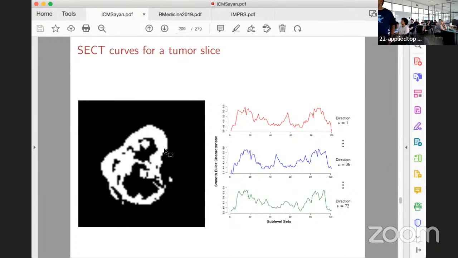So this is just a picture. You take a slice of the MRI, and then you go through different directions, and you get the smooth Euler characteristic transform. So far, so good? Okay.